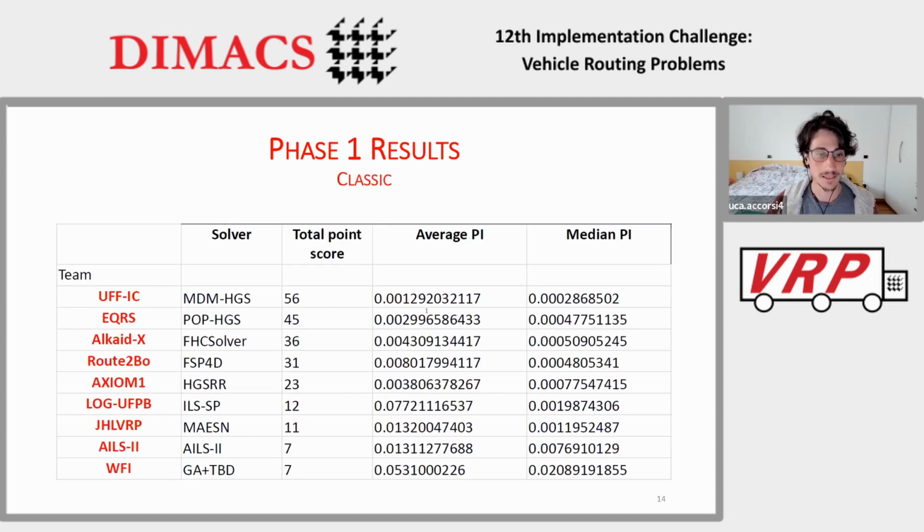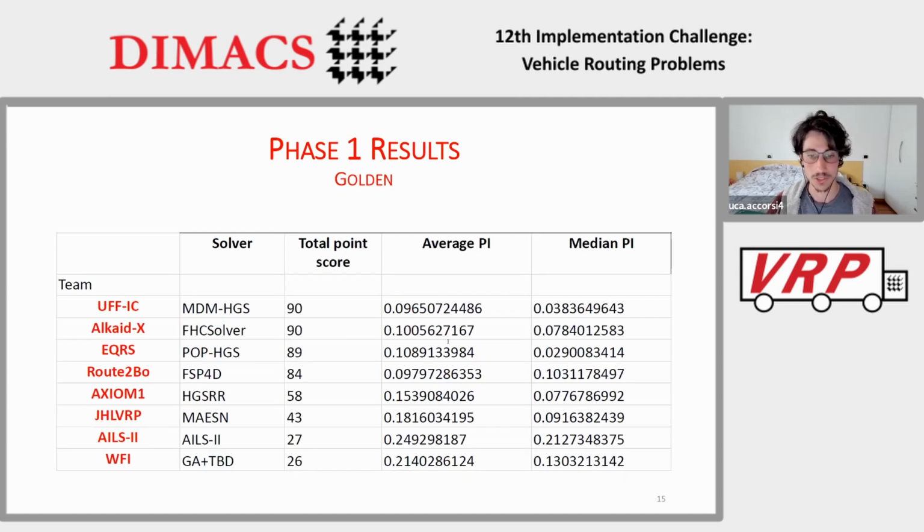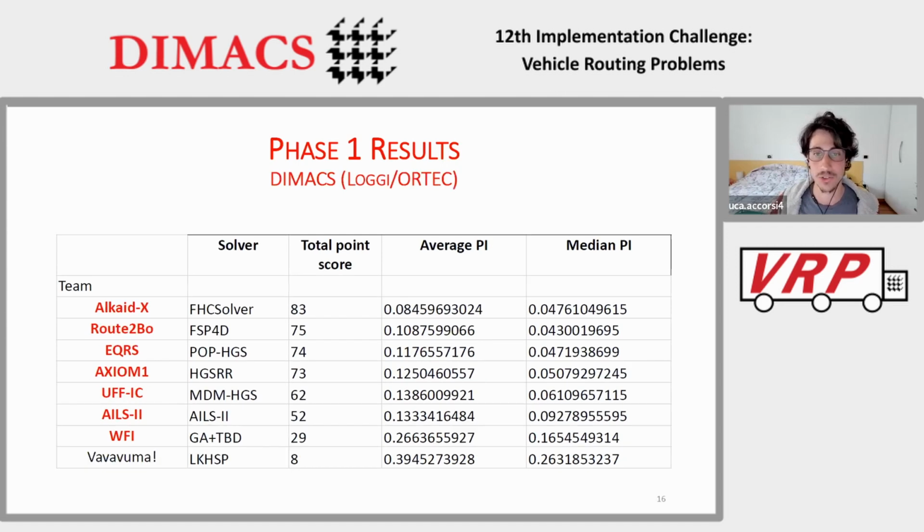On the classic dataset, we obtained again a fourth position, and here you can see the average and the median primal integral, which is not really comparable to that of the other instances. On the Golden instances, again, we obtained a fourth position. And finally, on the Logistec instances, we obtained a second position. And this, I guess, is because these are larger than most of the X instances, and thus I think FILO performed slightly better on these larger instances, even though I don't think that they have been derived from the same distribution of the X instances.